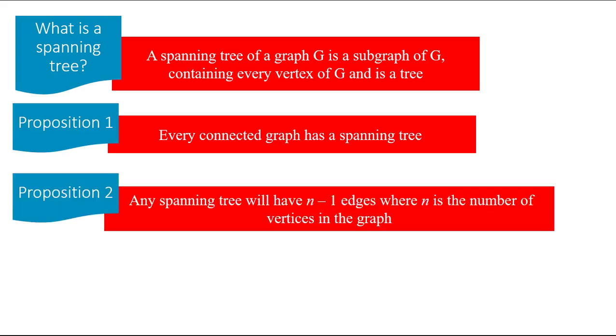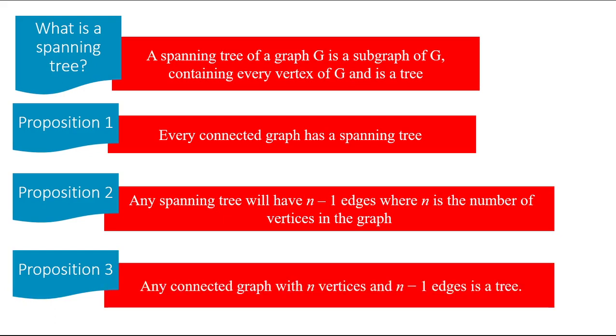Proposition 2. Any spanning tree will have n-1 edges where n is the number of vertices in the graph. Proposition 3. Any connected graph with n vertices and n-1 edges is a tree.